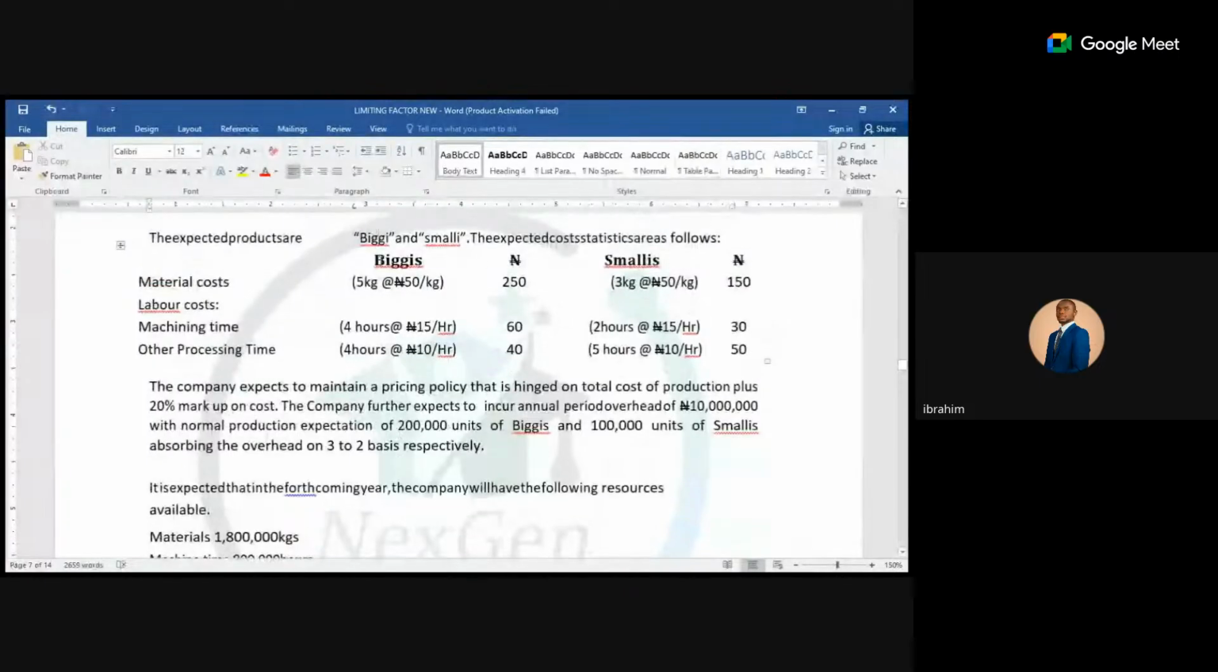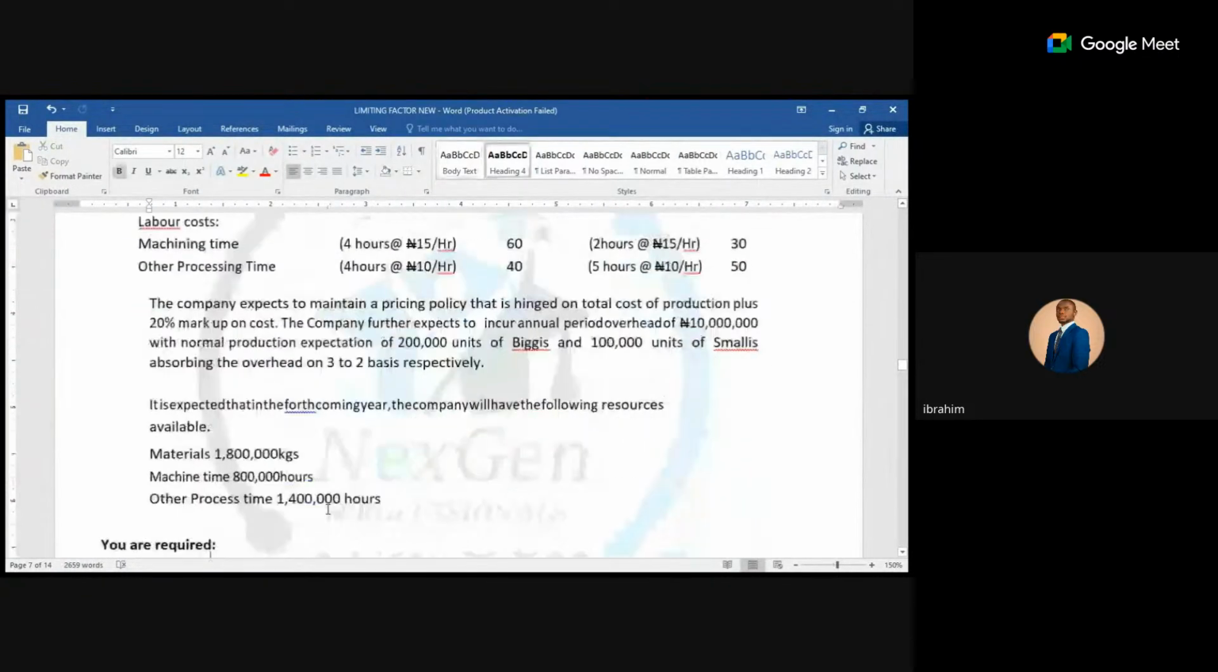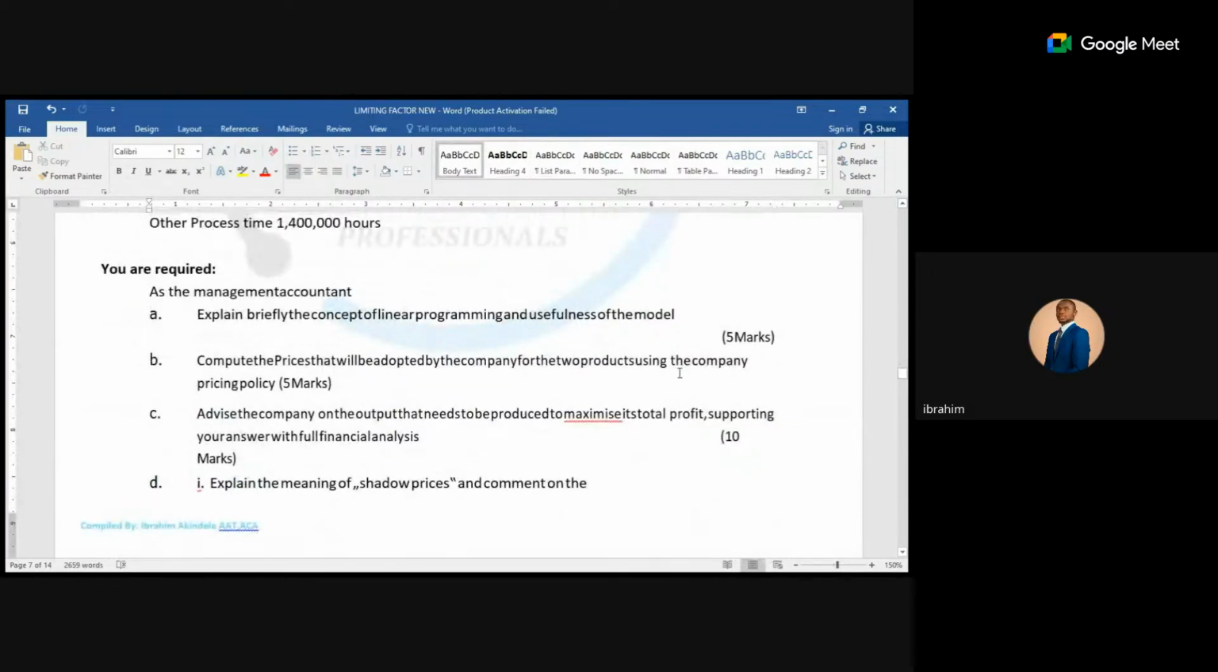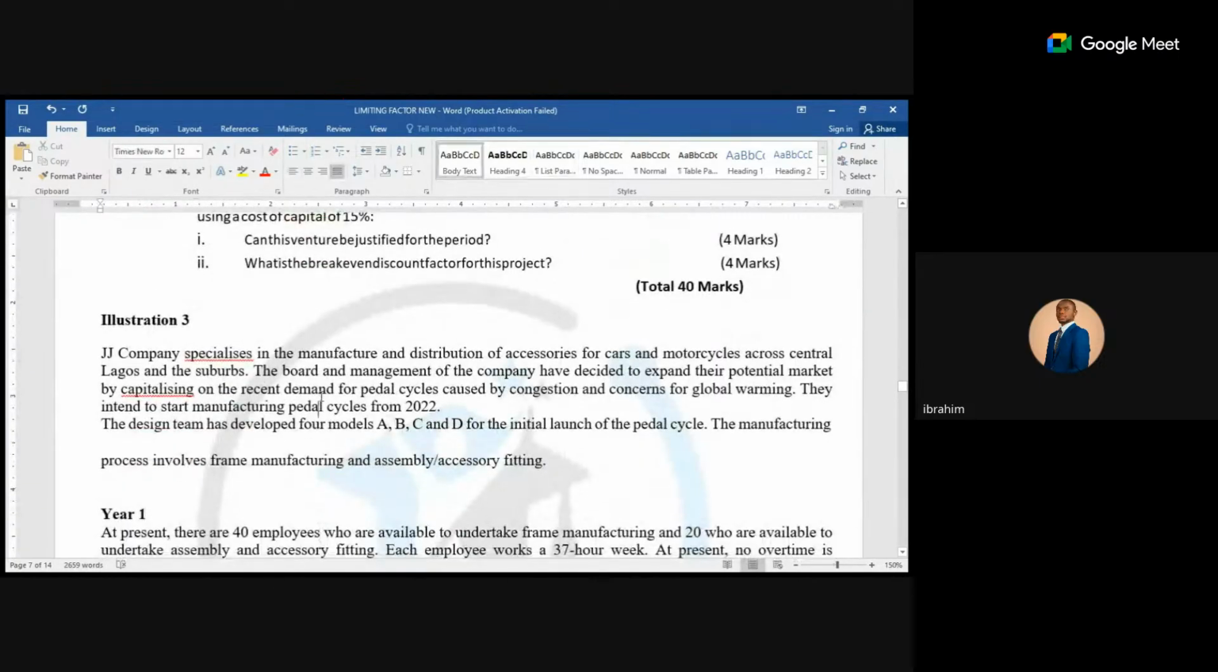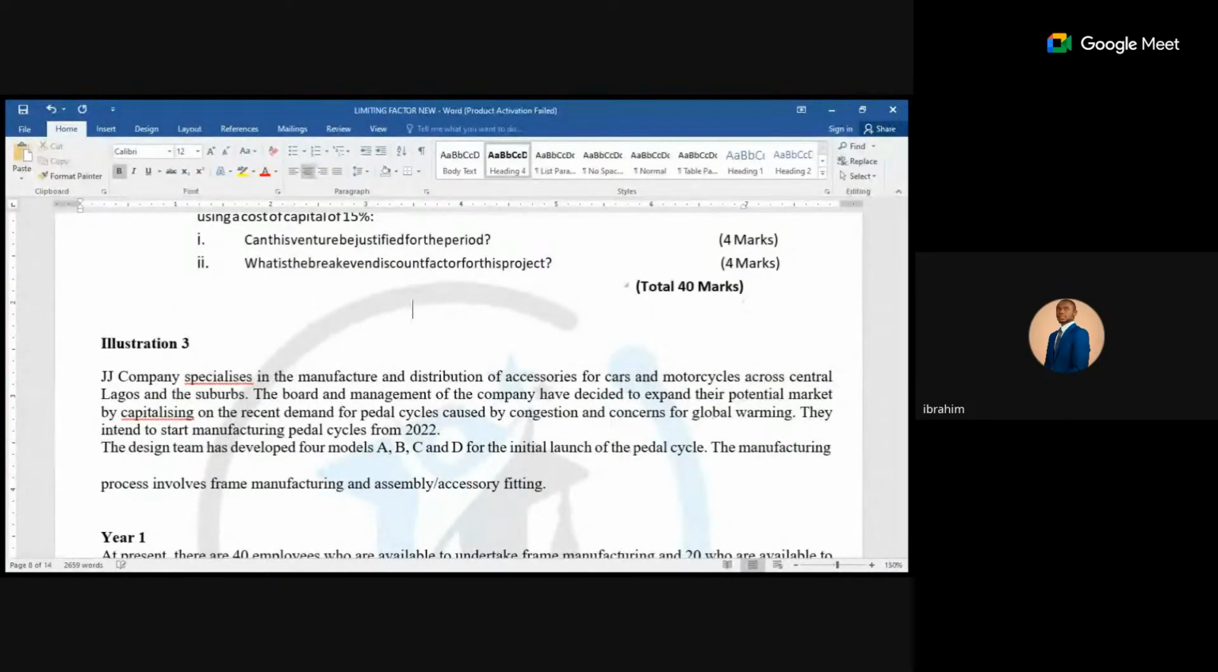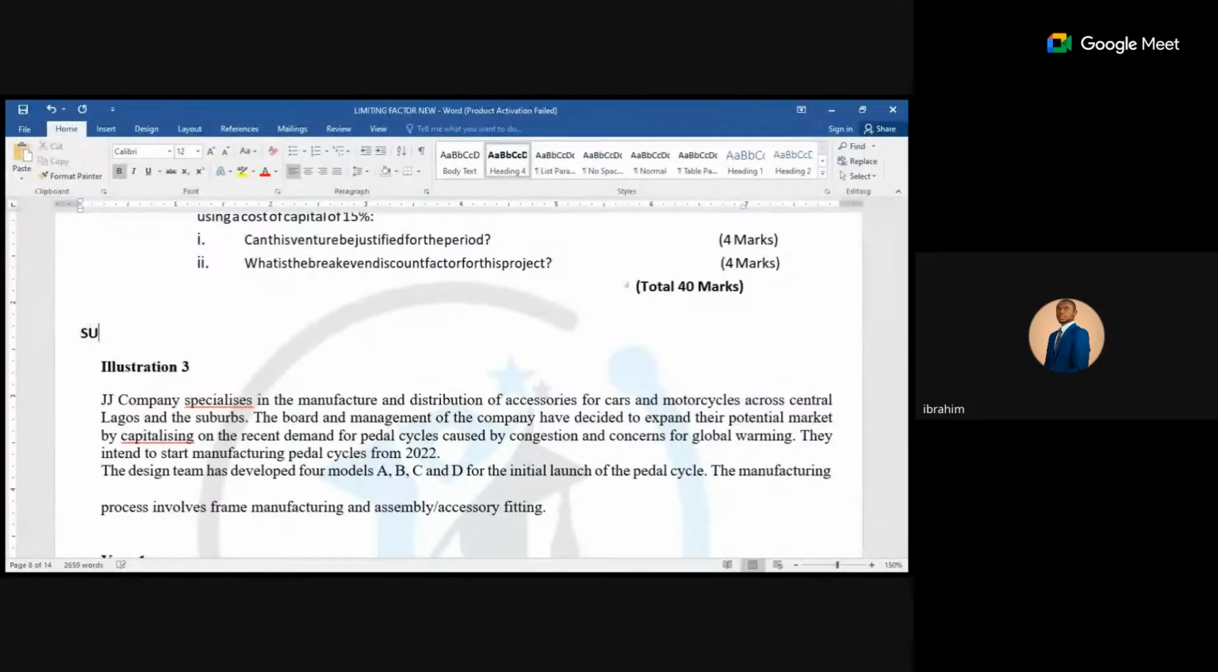You should equally not forget that for material, suggested solution, when we get to linear programming, we'll explain more about linear programming, its usefulness and its limitations, right? Suggested solution.